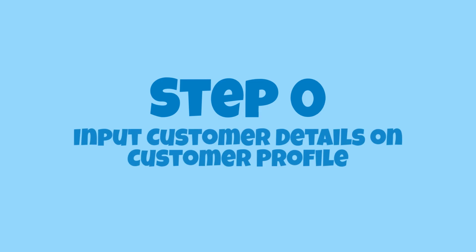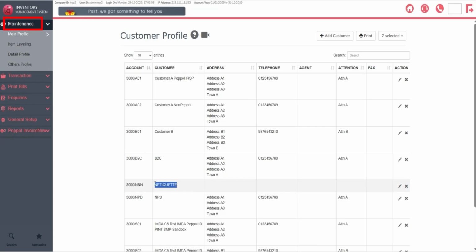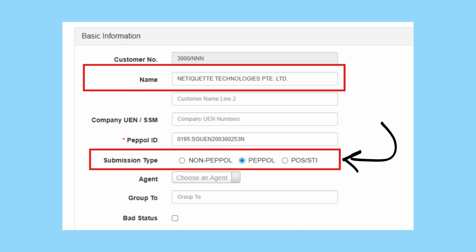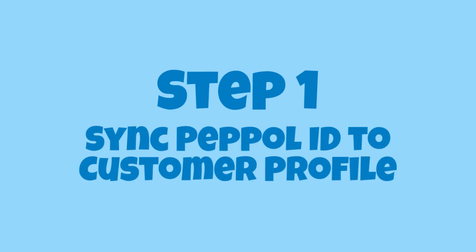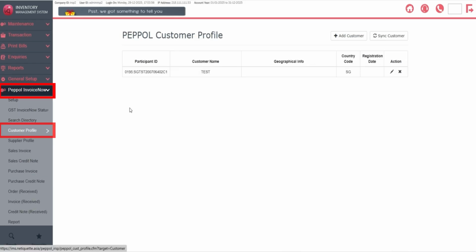Input customer details on customer profile. Go to Maintenance, Main Profile, Customer Profile. Add customer or edit. You need to select Peppol for submission type and input the name of your customer in the name text field. Step 1. Sync Peppol ID to customer profile. Go to Peppol InvoiceNow, Customer Profile.